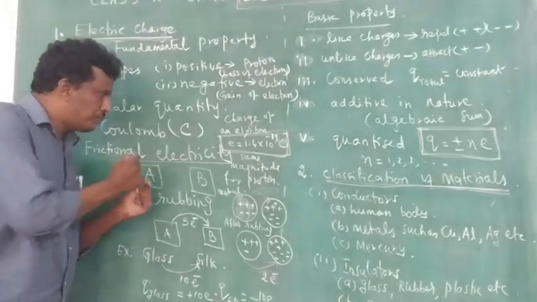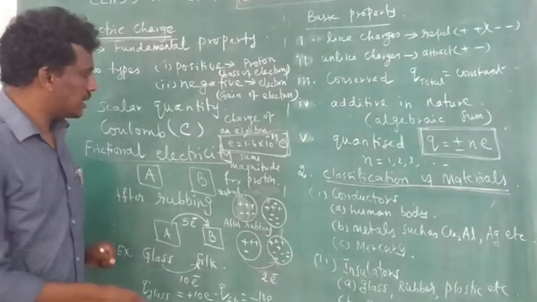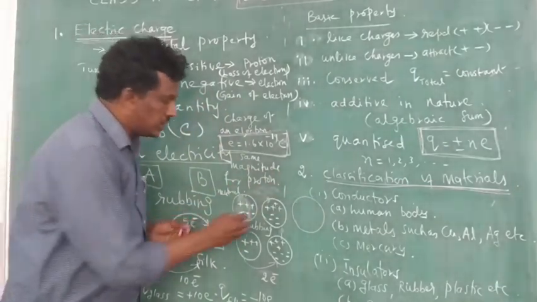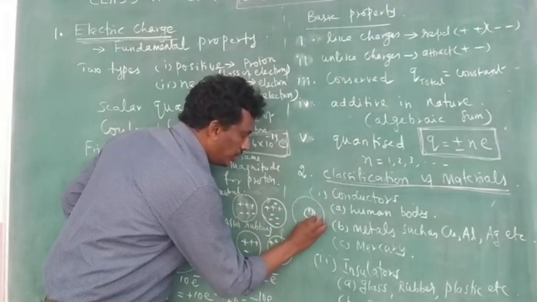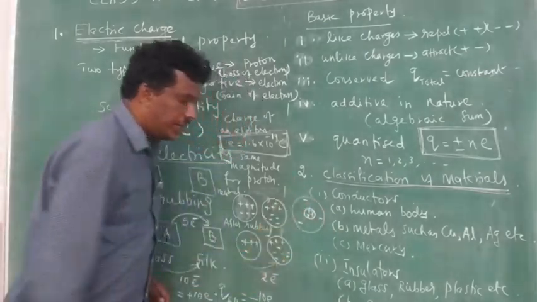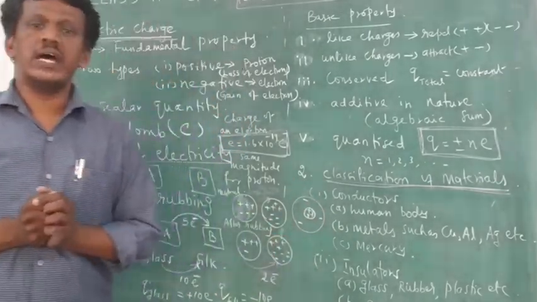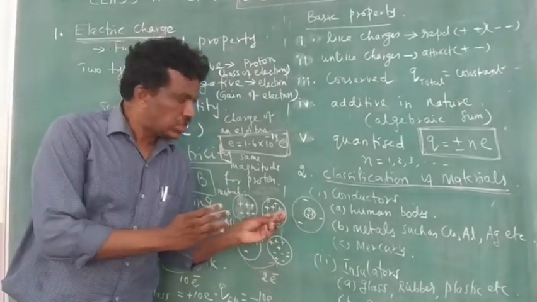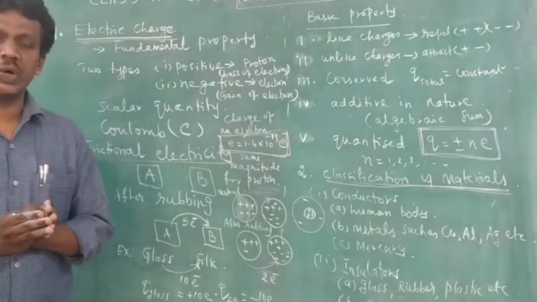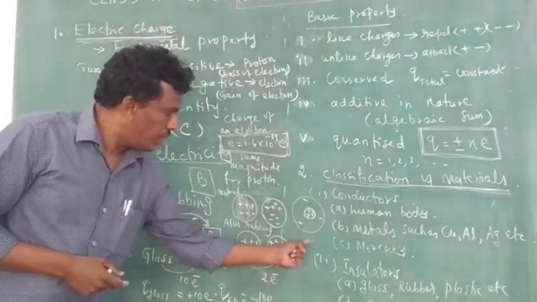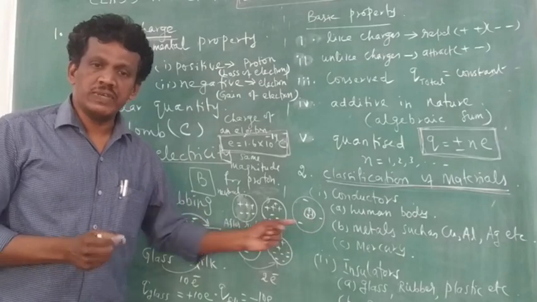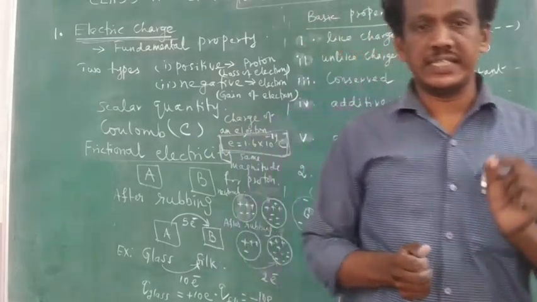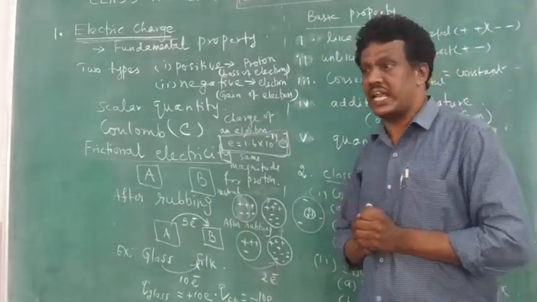So to understand frictional electricity, let us understand the structure of the atom. Suppose you have the atom. It is having equal number of positive and equal number of negative charges. So it is neutral. Where is the positive charge? Inside the nucleus. So it is not so easy to remove positive charge. So what is the possibility? Electrons are revolving around the nucleus. So with the minimum energy, we are able to remove the electron. That is the method we are going to use in frictional electricity.